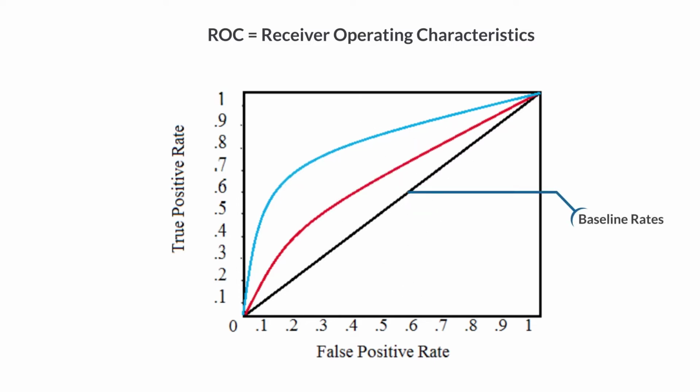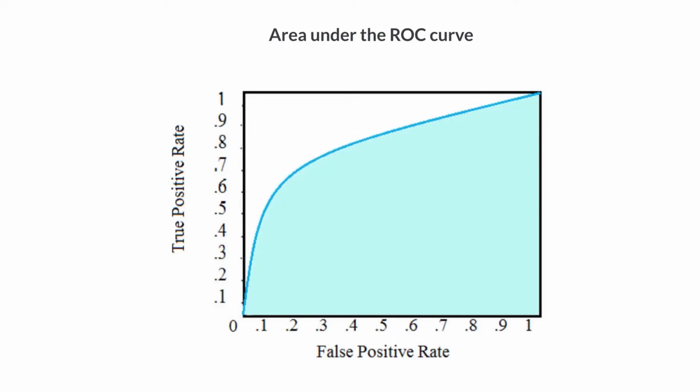The black line represents the baseline rates. The red and blue lines would be the results of different versions of your model. For example, the red line could be the result of applying a predictor to your data, but the blue line could be the result after adding more data, cleaning and preparing your data, or even using a different predictor algorithm. Now the area under the ROC curve is exactly what it says it is.